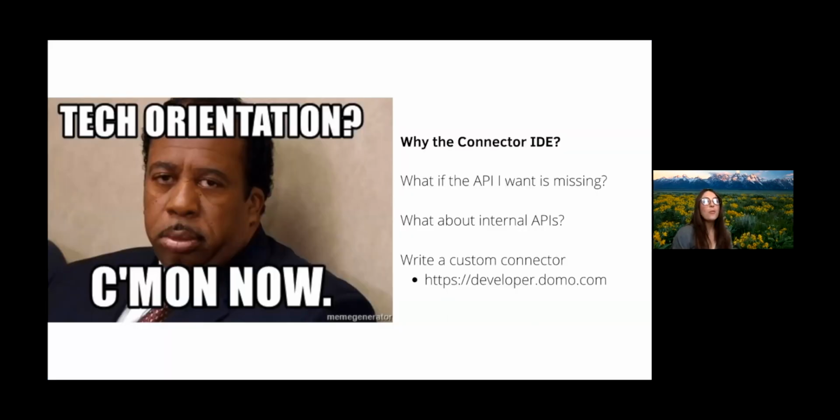You might be wondering, what is the Connector IDE and why would I need to use it? Especially since Domo already has thousands of connectors, why not just use one of those? So there are some situations where we don't have a connector built out yet. And so if you want to connect to that third party, you can go ahead and build your own connector. Or what about if you have your own internal APIs that aren't publicly available, but you are able to authenticate into them and pull your company's data? We also allow for that as well. So you can write a custom connector.